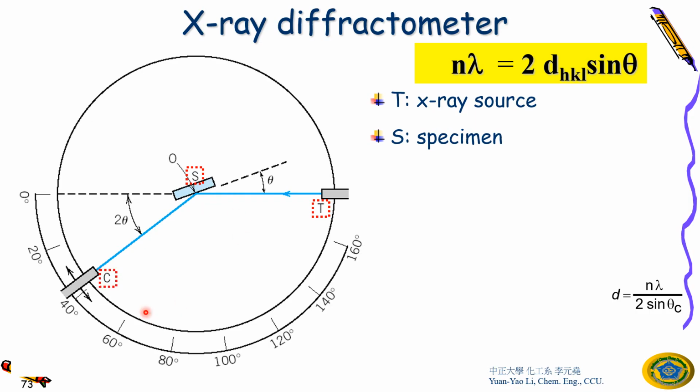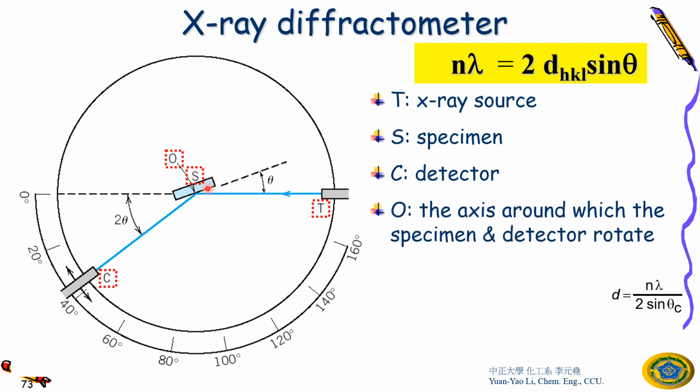Right, and then you have the detector. So you have the X-ray beam, you have the specimen here, and you have the detector. Because this is theta, the detector here will be 2 theta. Okay, so this is the detector. And then the specimen rotates by theta and the detector rotates.